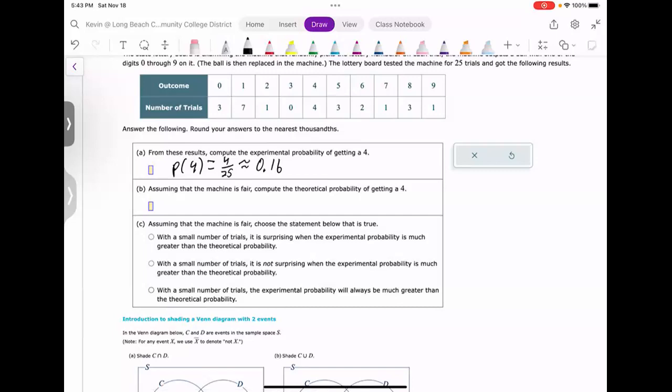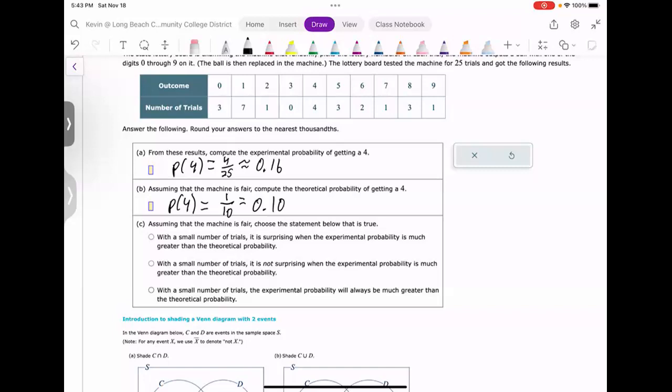Assuming that the machine is fair, compute the theoretical probability of getting a 4. Well, if it's fair, then it should be, this is the probability of 4 again, but this is the theoretical now. The practical is part A, theoretical is part B. Out of the 10 ping pong balls, or whatever they are, it should happen once out of the 10 times. All right, so it looks like it was a little bit higher, but pretty close.